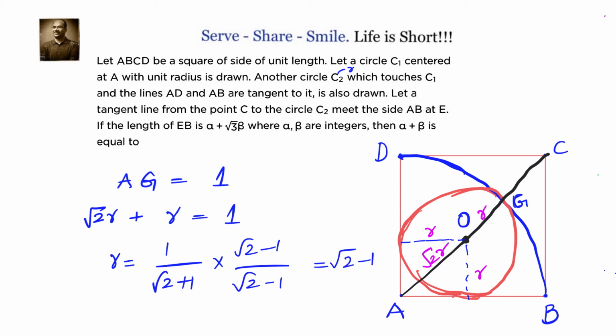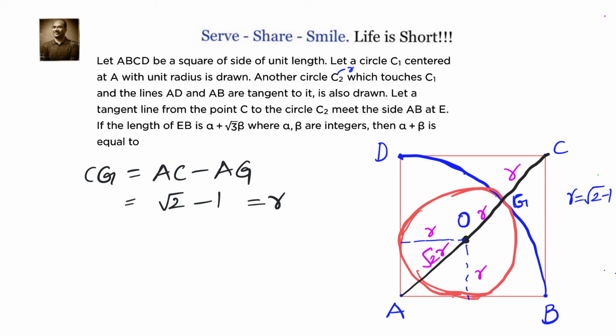So now we have been told that a tangent line from the point C to the circle C2 meets the side AB at E. And we'll also try to understand what is the value of CG here. CG is nothing but AC minus AG. We know AC is root 2 because it's a diagonal of the square, and we know AG length is 1. So we understood that CG is also equal to r. So we have OA is root 2 r, OG is the radius, CG is also the radius.